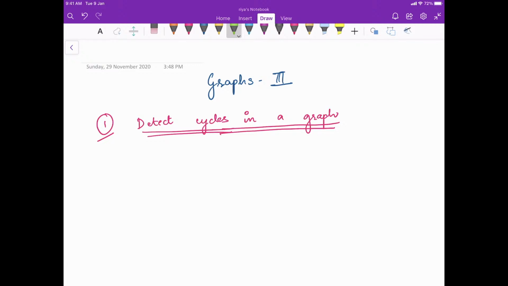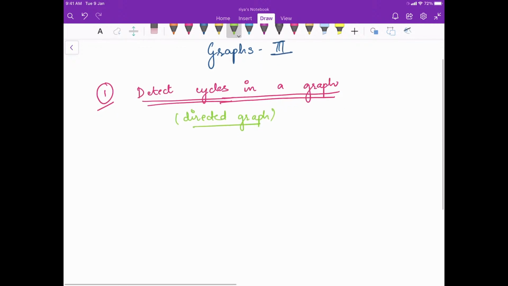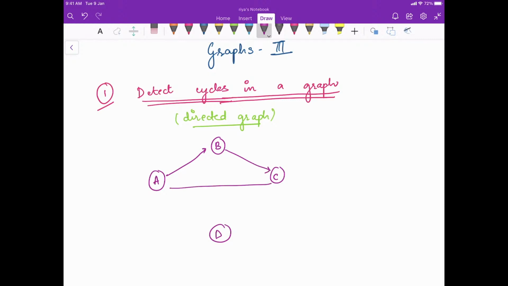One scenario is the case of a directed graph, and then we will cover it for undirected graphs as well. In the case of a directed graph, let's say the graph given to me looks somewhat like this: A, B, C, D. I have an edge from A to B, an edge from B to C, and I have A to C.